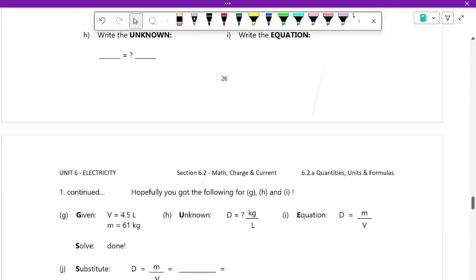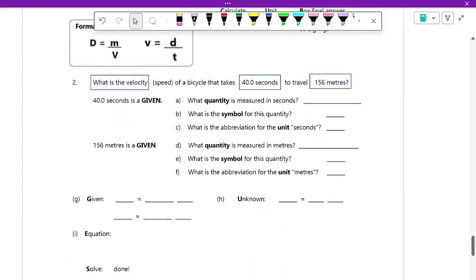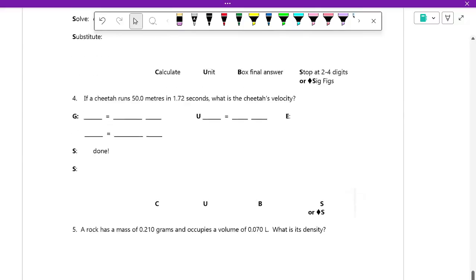So you guys are going to now work on pages 26, 27, and 28.